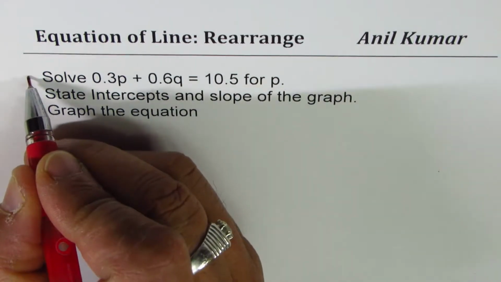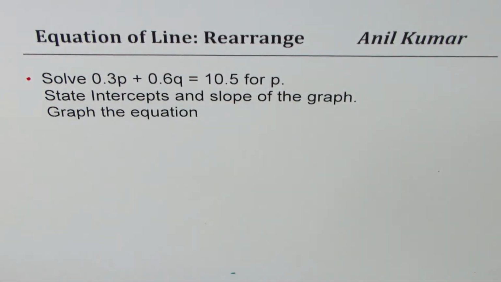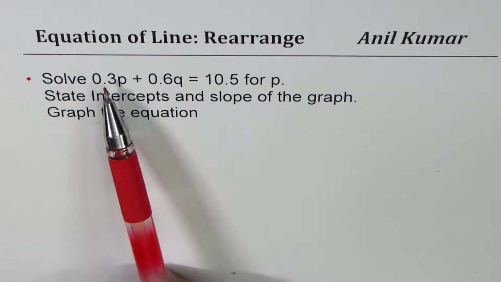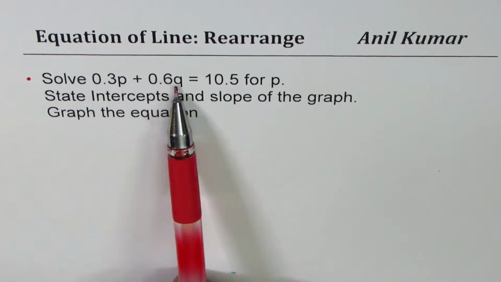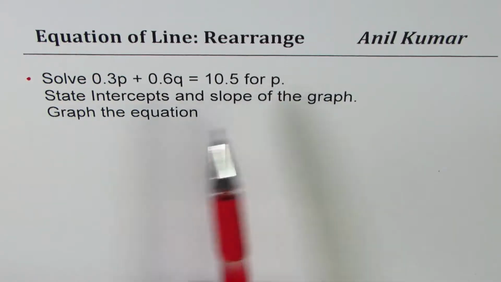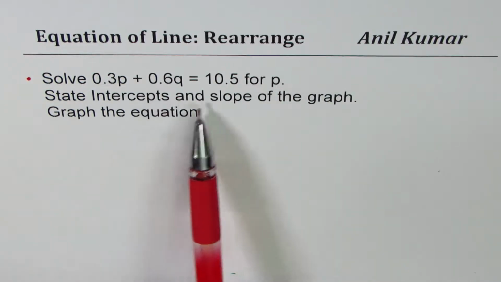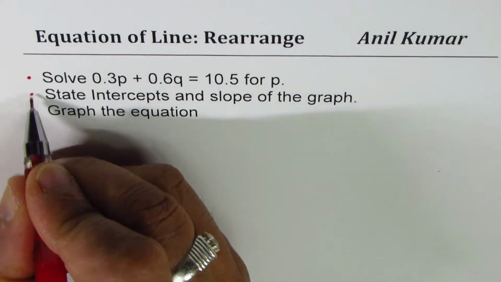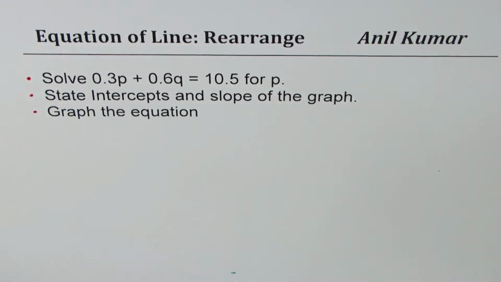The example before us is in variables which you normally don't see. The equation is: solve 0.3p plus 0.6q equals 10.5 for p. State the intercepts and slope of the graph of the equation. So these are the three things which you have to do. You can always pause the video, answer the question, and then look into my suggestions.